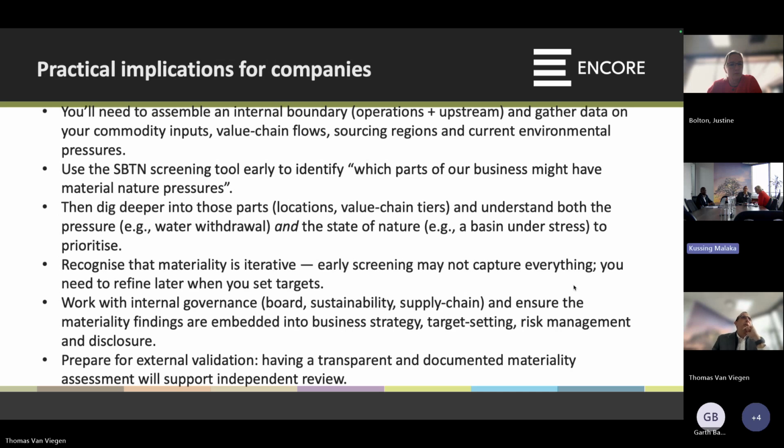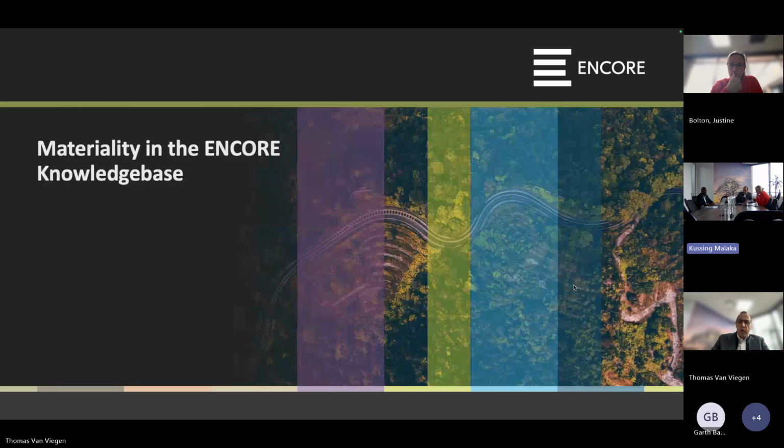So there are some practical implications for companies. I'm not going to go into this in a lot of detail. Justine also touched on it with the aspect around understanding what your internal boundaries are, your upstream operations, your upstream value chain, as well as organizational operations, etc. So something that you could go through. I'd like to get to the Encore knowledge base because I think there's some interesting narrative around that.